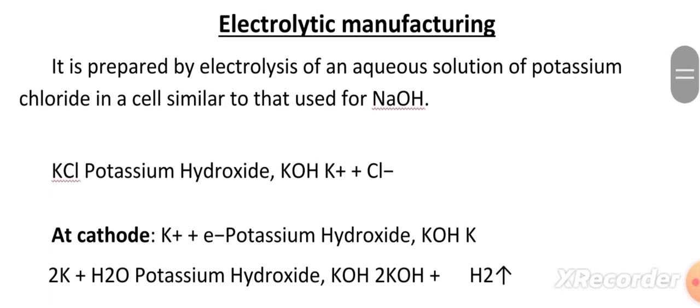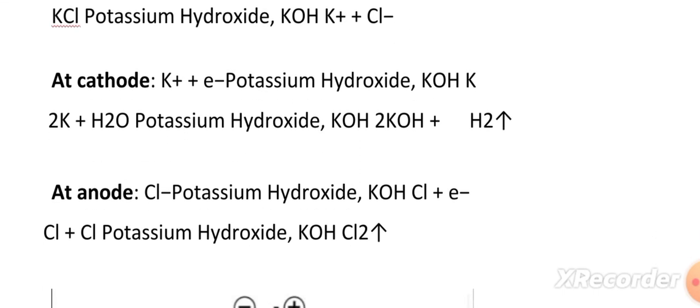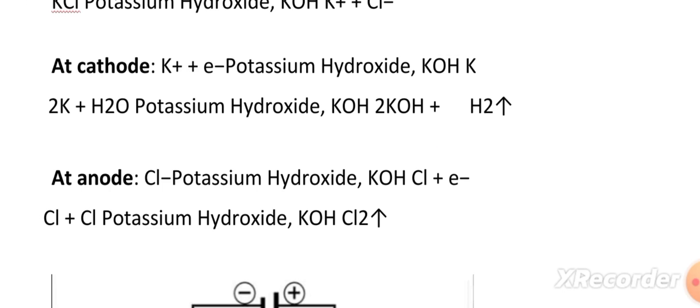The last process of manufacturing is electrolytic manufacturing. It is prepared by the electrolysis of an aqueous solution of potassium chloride, commonly called brine, in a cell similar to the one used for sodium hydroxide. The reactions occurring at the cathode and anode are respectively as follows. At the cathode, hydrogen gas is evolved, and at the anode, chlorine gas is evolved. Both potassium chloride and water are ionized, and the respective gases come out at the respective electrodes.